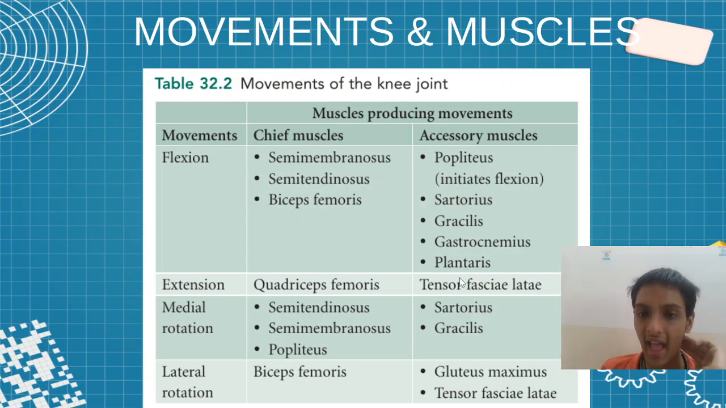Now we are finding the accessory muscles. Sartorius first, which does flexion and medial rotation. Tensor fasciae latae, extension and lateral rotation.